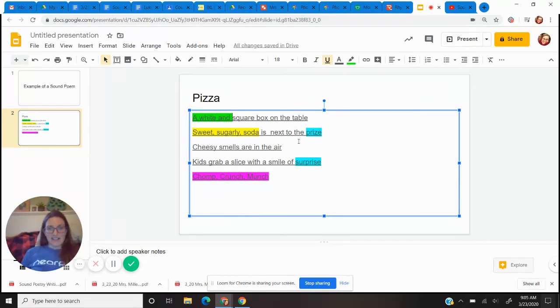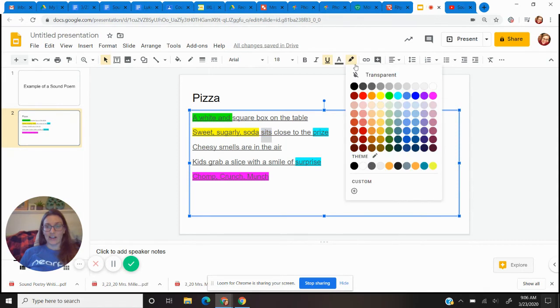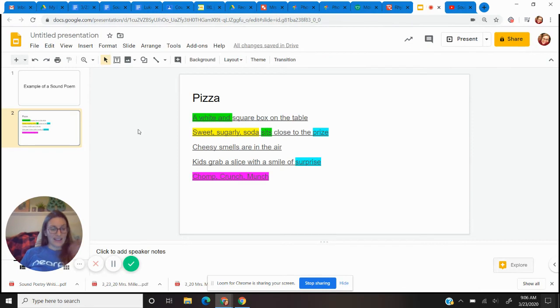Sweet sugary soda is next to the prize. I don't really like this phrase, is next to the prize, so I'm just going to say sweet sugary soda sits close to the prize. And if you notice, when I have the word sits, it actually is going to continue the alliteration of sweet sugary soda sits. So that alliteration now has 4 examples instead of 3. The next line I have, cheesy smells are in the air.